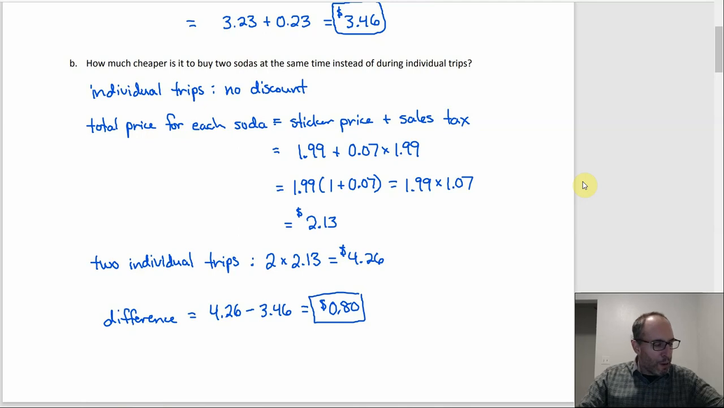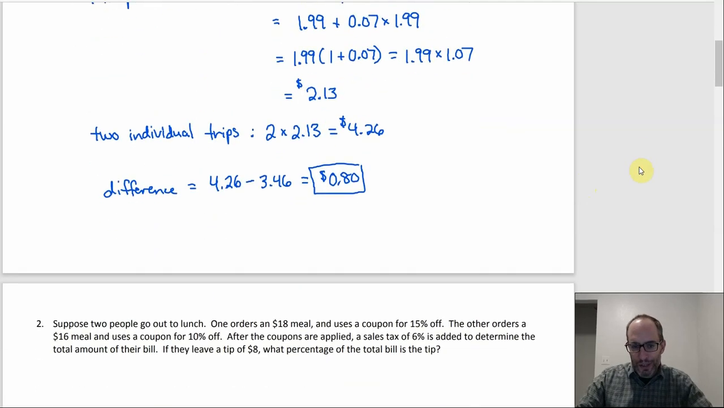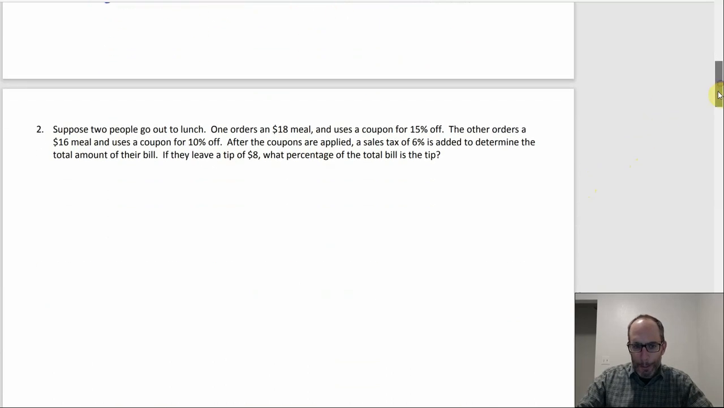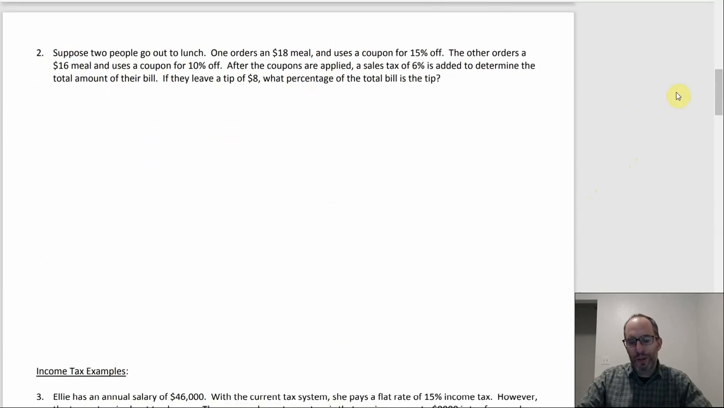All right. Let's see. The next one is another discount one, because we've got people going out to eat using coupons, right? Those are discounts. So two people go out to eat at lunch, and one orders an $18 meal, uses a coupon for 15% off. The other one orders a $16 meal, uses a coupon for 10% off. Then after the coupons are applied, there's sales tax. And then if they leave a tip of 8%, what percentage of the total bill is the tip, right?